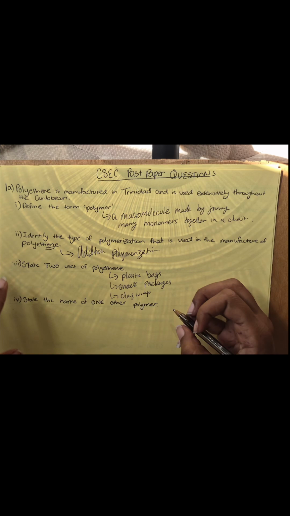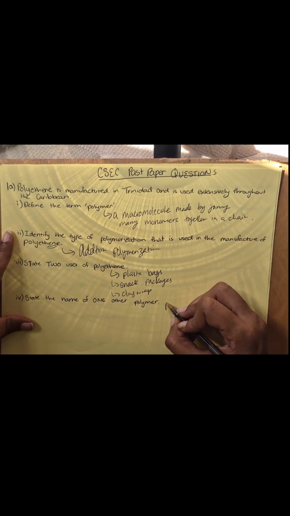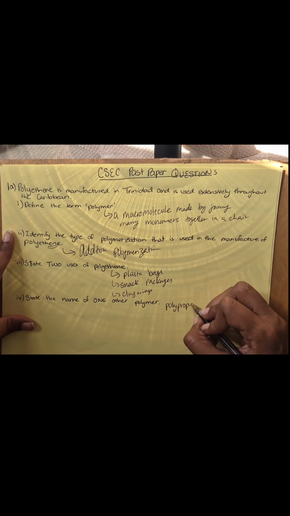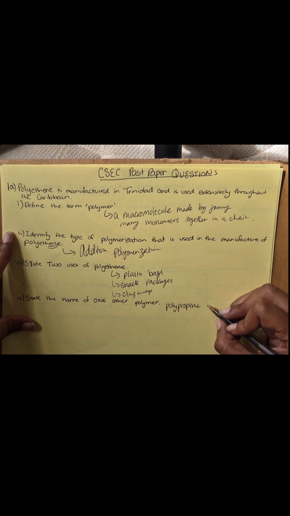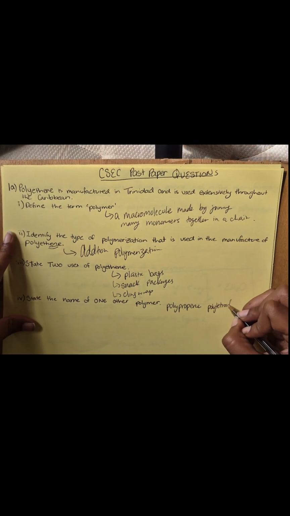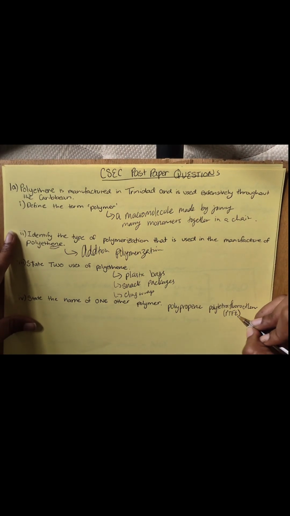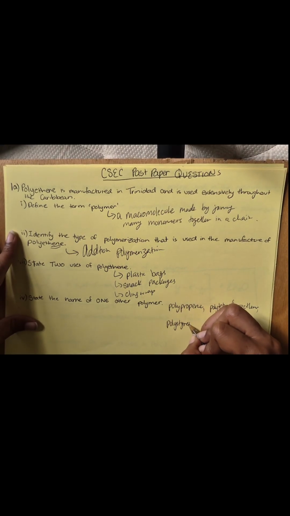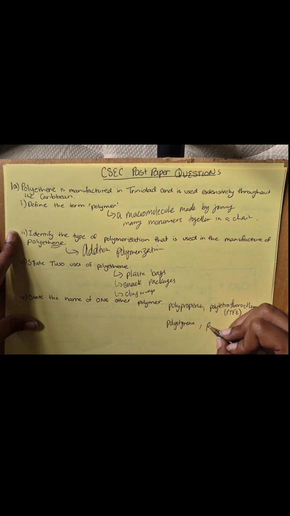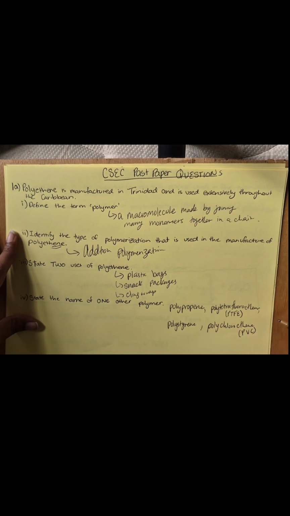State the name of one other polymer. And just for fun, let's try to name as many as we can think of. So we have polyethylene already. So it said other. You could say polypropene, which is used to make rope. You've got polytetrafluoroethene, or PTFE, which is our non-stick materials. We've got polystyrene, which is our styrofoam, and we've got polychloroethene, which is our PVC pipes.